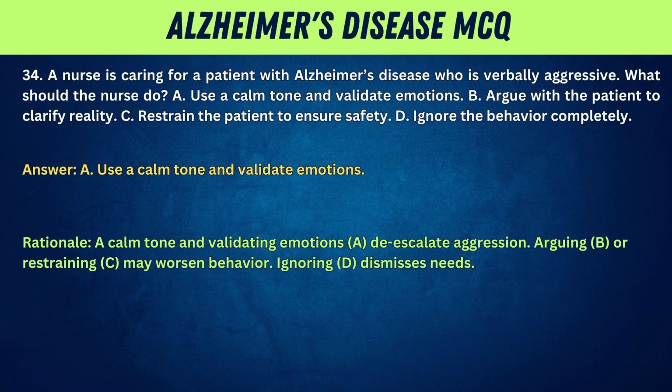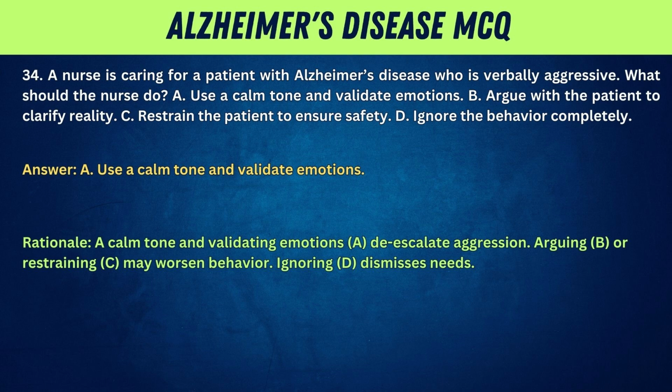A, use a calm tone and validate emotions. B, argue with the patient to clarify reality. C, restrain the patient to ensure safety. D, ignore the behavior completely. Answer: A, use a calm tone and validate emotions.